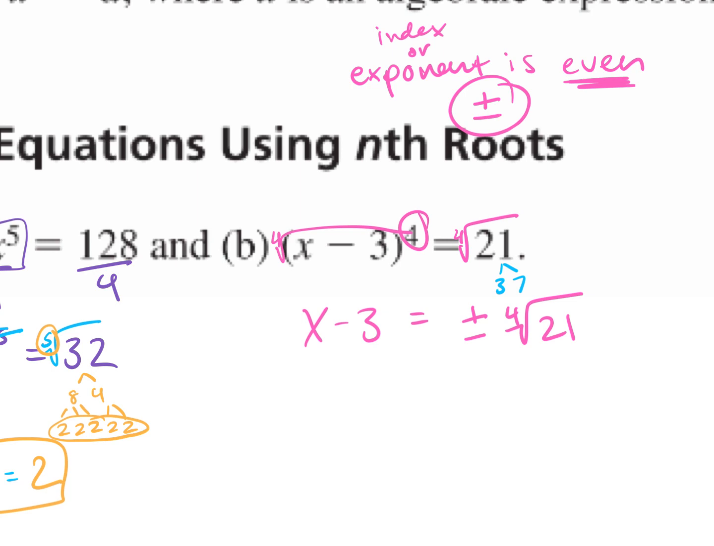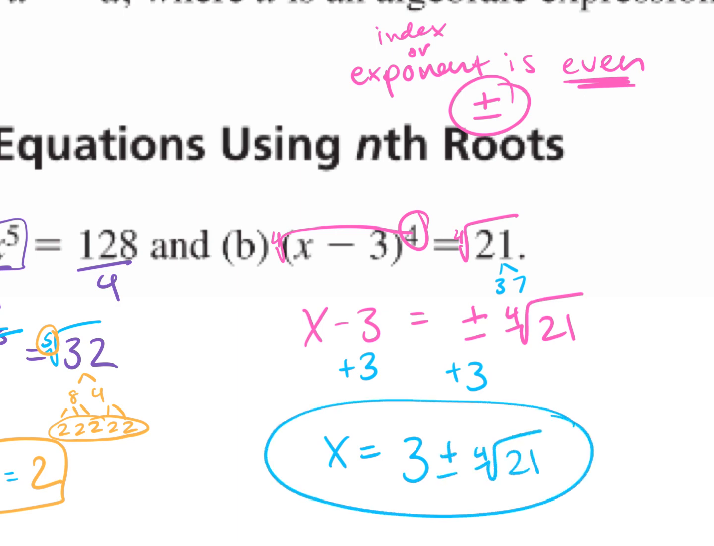What's the last step I need to do to get x all by itself? Add 3 to both sides. Can I add the 3 with the fourth root of 21? No, they're not like terms, so I would just leave it as 3 plus or minus the fourth root of 21. So that would be our answer.